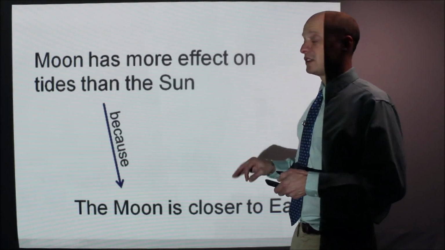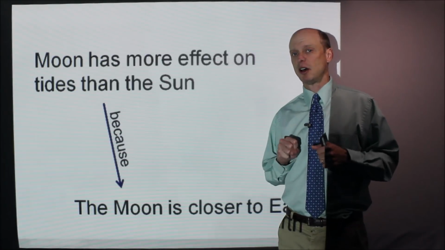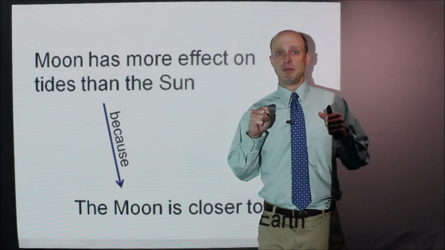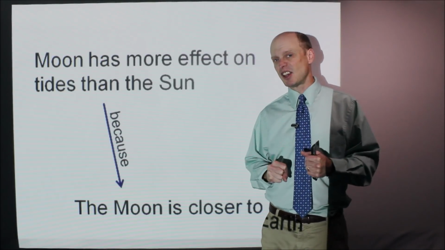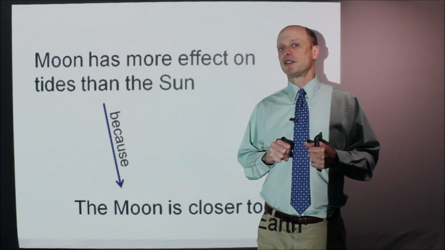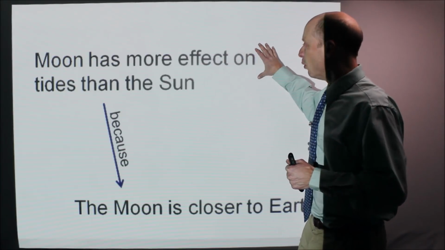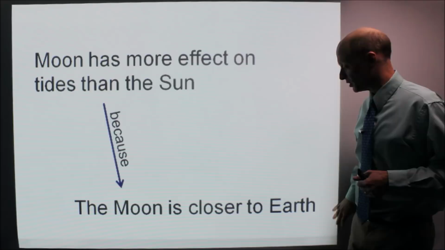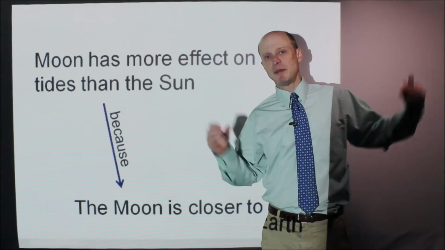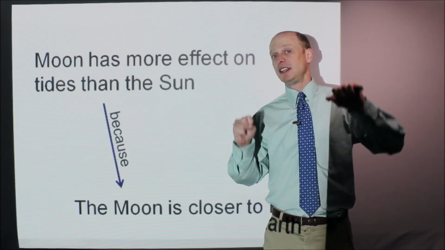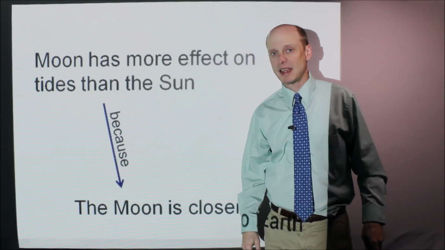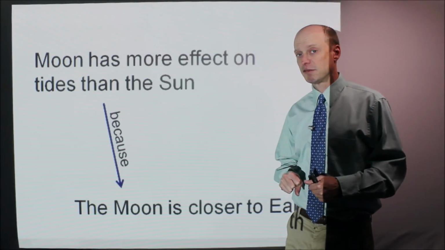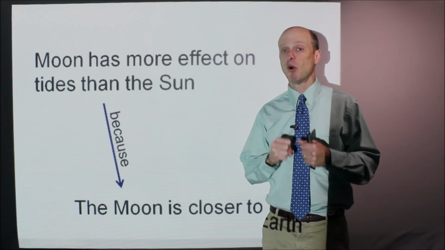Now, what I want to point out, this is about gravitational force on the oceans on Earth. And both the moon and the sun affect Earth's oceans. The moon has more of an effect on the tides than the sun does, and that's because the moon is closer to Earth. Even though the sun is way bigger, has way more mass, it is 400 times further away than the moon. So the moon has more gravitational force on Earth's oceans, so that has more of an effect.